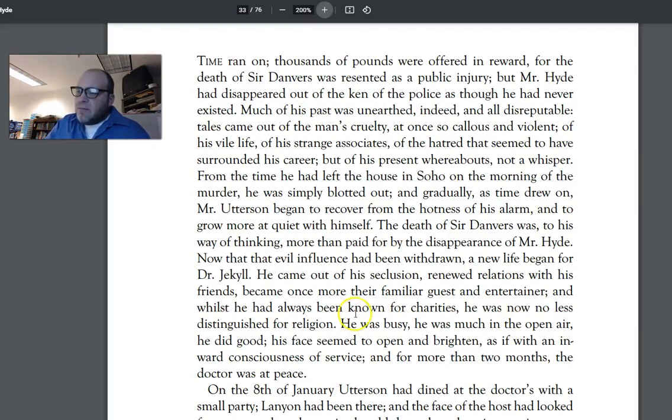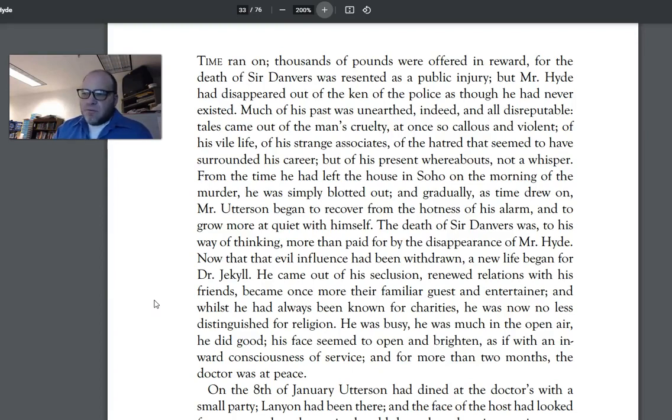Now that the evil influence had been withdrawn, a new life began for Dr. Jekyll. He came out of his seclusion, renewed relations with his friends, became once more their familiar guest and entertainer, and whilst he always had been known for charities, he was now no less distinguished for religion. So this is interesting. Jekyll, after Hyde's disappearance, has become much more cheerful and social and religious. He's sort of picked up religion.